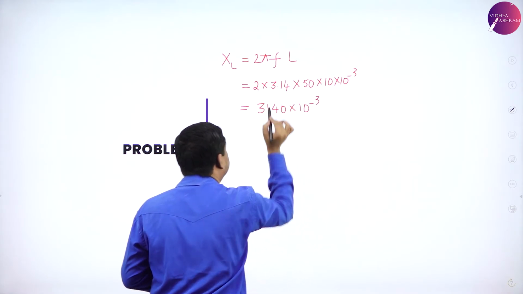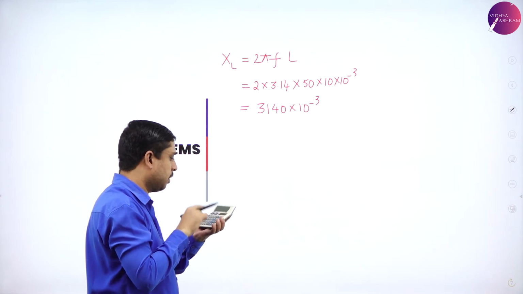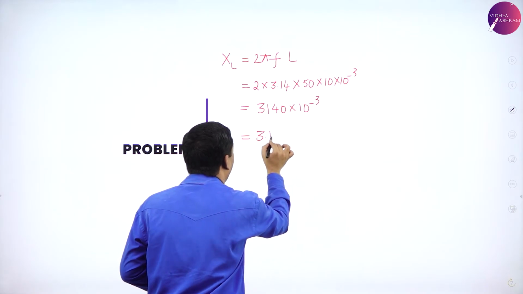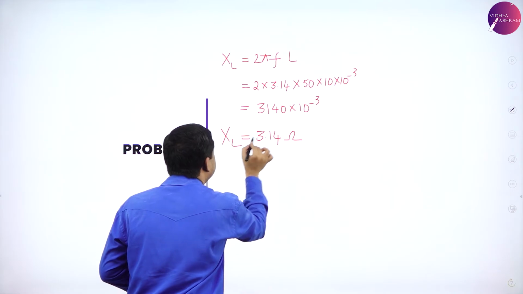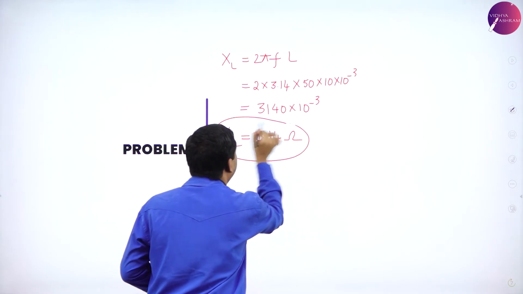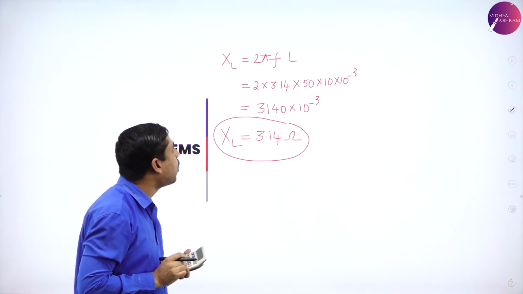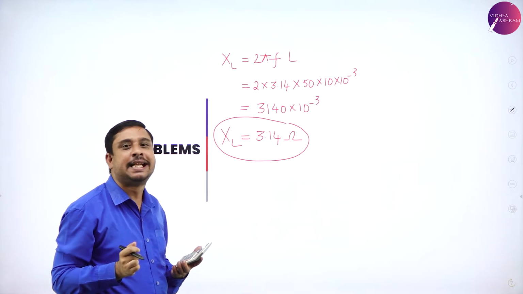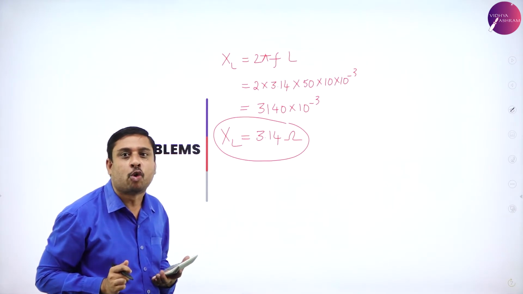So this is 3.14 ohms. So I have got XL. See, very simple. It is 2 into 3.14 into 50 into 10 millihenries, 3.14 ohms.